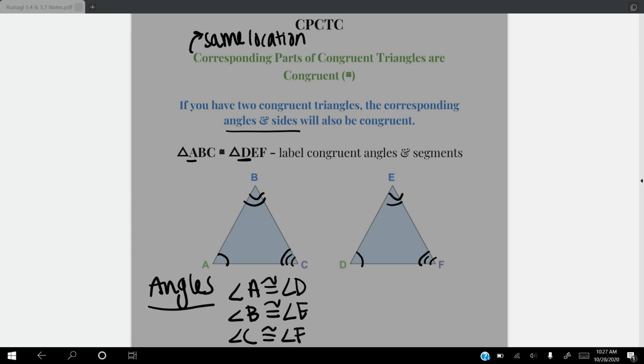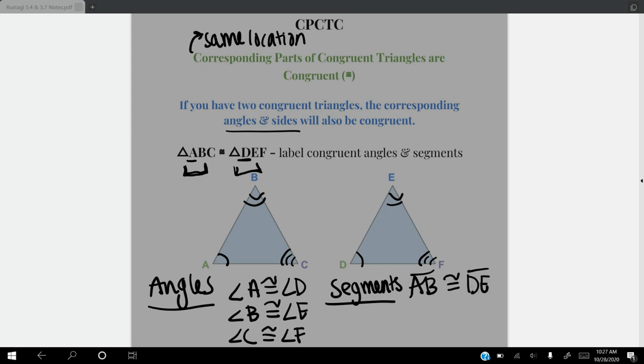In the same way, we also have the segments or the sides that are congruent. Okay, so the segments are going to work the same way. The order of the lettering corresponds to the segments that are congruent. So if we have segment AB, that's going to be congruent to segment DE because we're talking about the first two letters in each triangle. So we've got AB is congruent to DE.